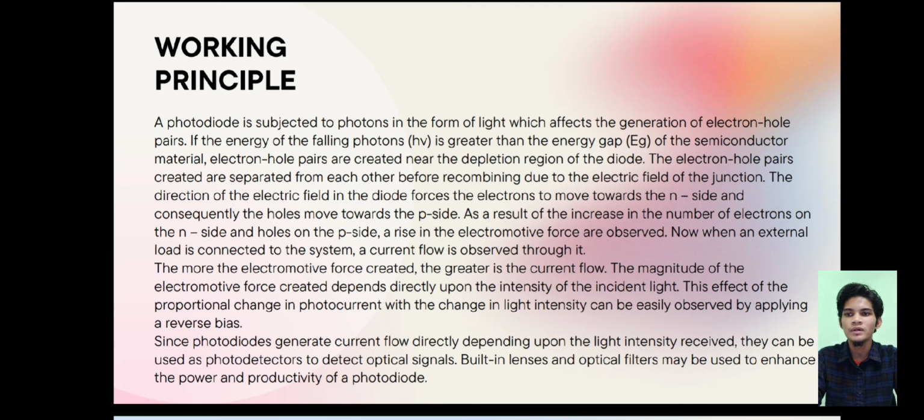This effect of the proportional change in photocurrent, in which the change in light intensity can be easily observed, is seen by applying a reverse bias. Since photodiodes generate current flow directly depending upon the light intensity received, they can be used as a photodetector to detect optical signals. Built-in lenses and optical filters may be used to enhance the power and productivity of a photodiode.